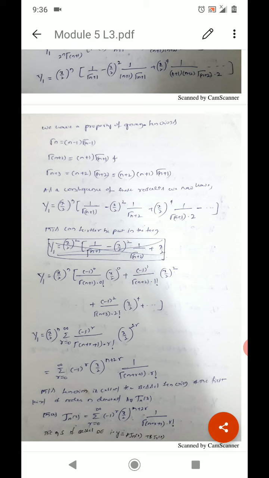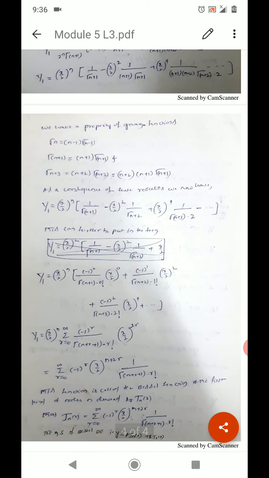So this function is called the Bessel function of the first kind of order n, denoted by Jn of x. Therefore, Jn of x is equal to the summation of minus 1 to the power r into (x divided by 2) to the power n plus 2r into 1 divided by gamma of n plus r plus 1 into r factorial. Therefore, the general solution of Bessel differential equation is given by y equal to a into Jn of x plus b into Jn of x.